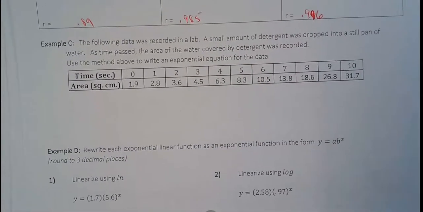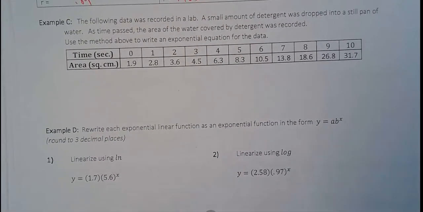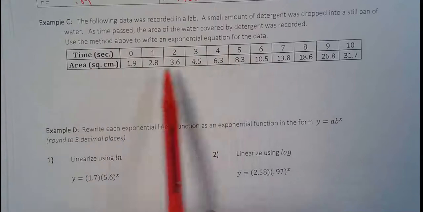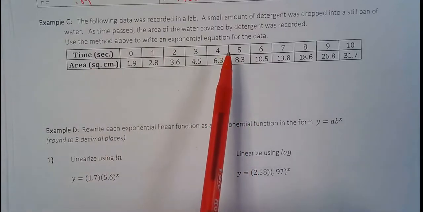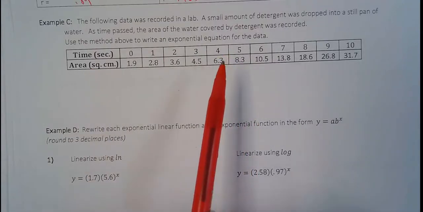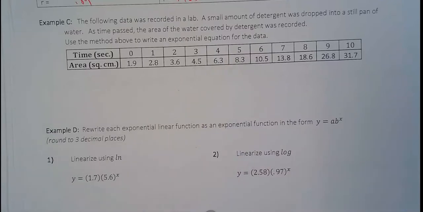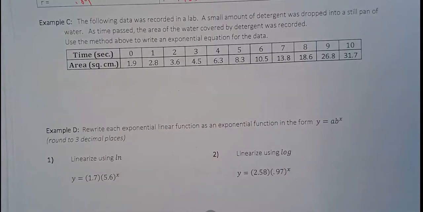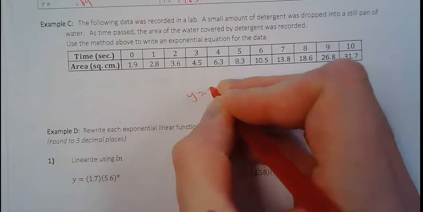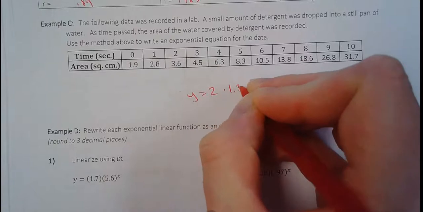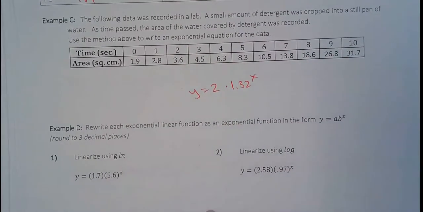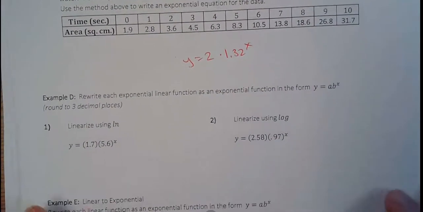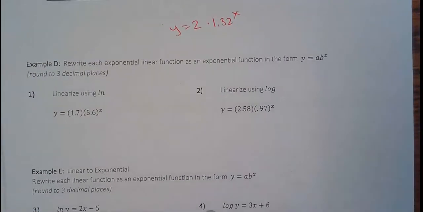Let's see the last one now. It says the following data was recorded in a lab. Has to do with detergent and all kinds of other stuff. So we're going to put this data in and use the method above to write an exponential equation for the data. So I'm going to let you do that. You can type in the calculator, again, do exponential regression, and I'll just put the answer down, but definitely try it out. Make sure you know how to do it. If you're pretty confident you know how to do that, you can probably move on. Letter D, or example D and E now.